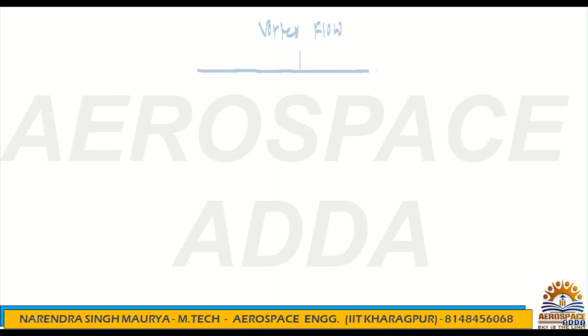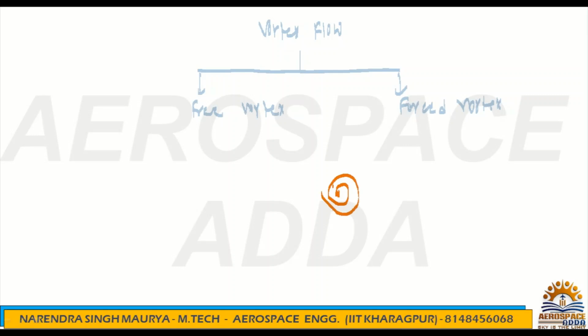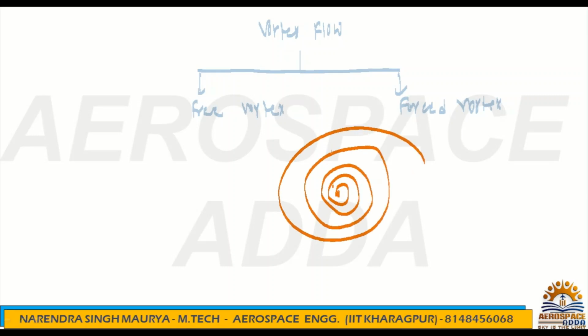Two types of vortex we have: free vortex and forced vortex. Okay. Now see, it's very simple. Obviously, if vortex is there, rotation is there. Here this is the point, and about this point, the fluid is rotating like this. This is what vortex.